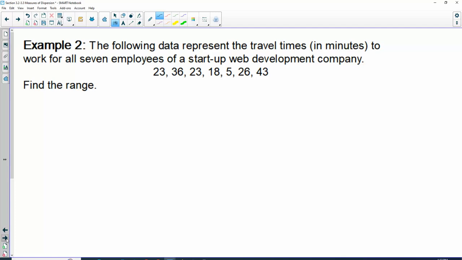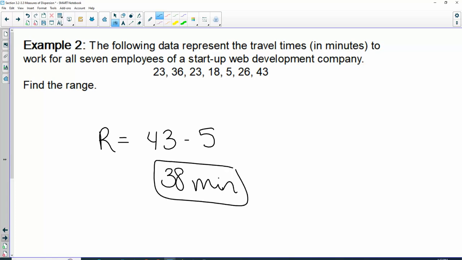Let's go back to that example we were using yesterday with our 7 employees at our web company. If I asked you to find the range of this, usually for range we just do capital R. What is our highest? 43. Minus, what is our lowest? 5. So our range is 38 minutes. So range, we're just doing a subtraction problem.